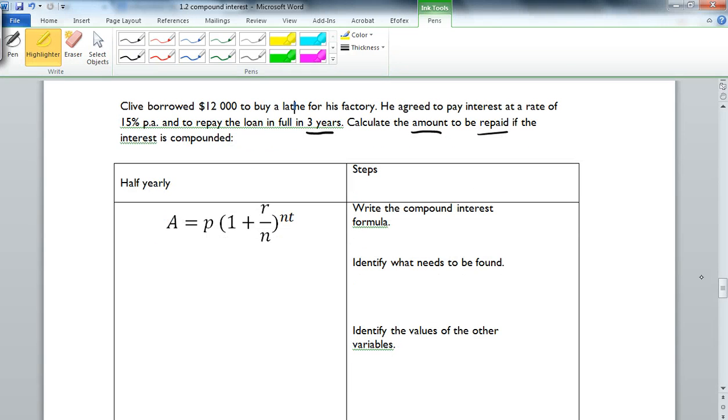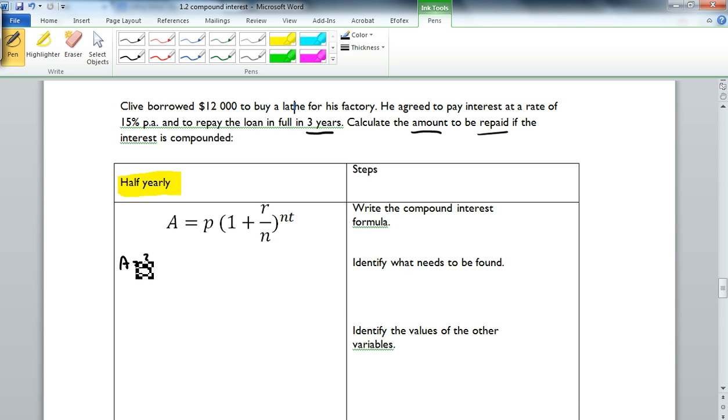Okay, we're going to do the same question again. However, instead of calculating it annually, we're going to compound the interest half yearly. So identify what needs to be found. Alright, so we're calculating the amount to be repaid if the interest is compounded. So A is what we don't know.